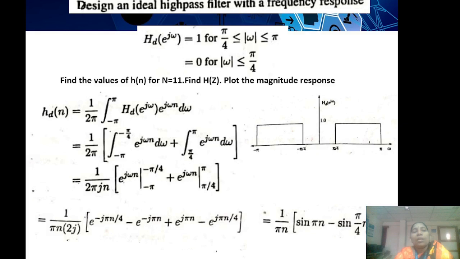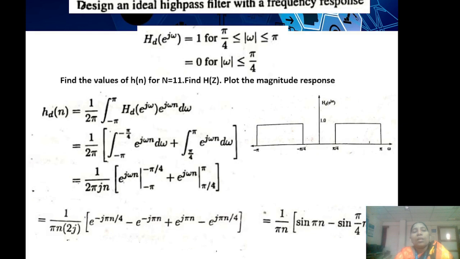Because it is modulus of omega, one is with respect to the positive, another one is with respect to the negative. So for positive, the limit is pi by 4 to pi. For negative, the limit is minus pi to minus pi by 4. That is what is drawn in this diagram and expressed here. Now after integrating and substituting the upper and lower limits in this expression, you will get the final value as 1 by pi n into sine pi n minus sine pi by 4 n. So this is the Hd of n expression you will be obtaining.